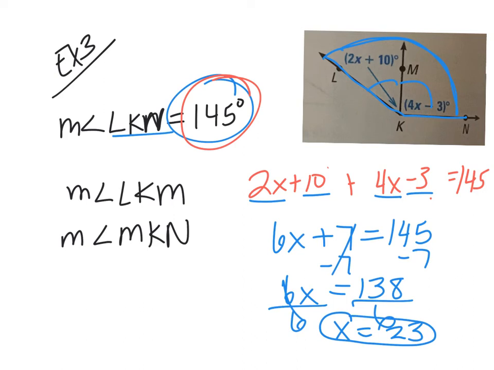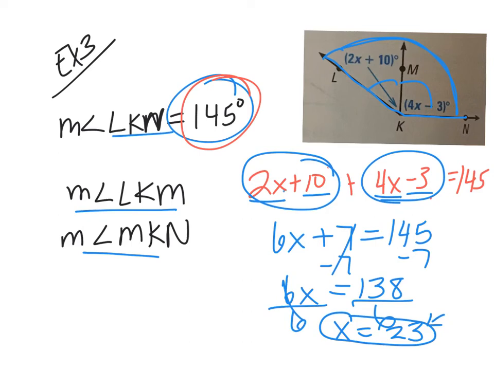Well, what am I trying to solve here? I'm trying to solve LKM, which is this first equation, and then MKN, which is the second equation. So now I just plug in my x wherever the x is here. So let me try and squeeze this in. I'm going to use a different color. The measure of LKM equals 2 times my x, which is 23, plus 10. Well, 23 times 2 is 46 plus 10. So my answer here is 56 degrees.